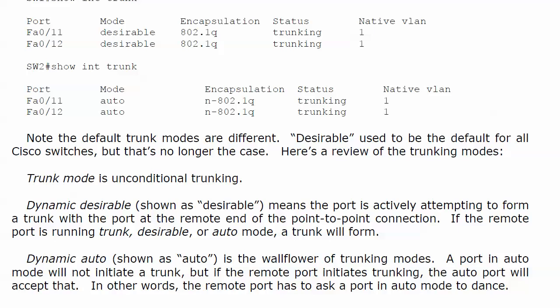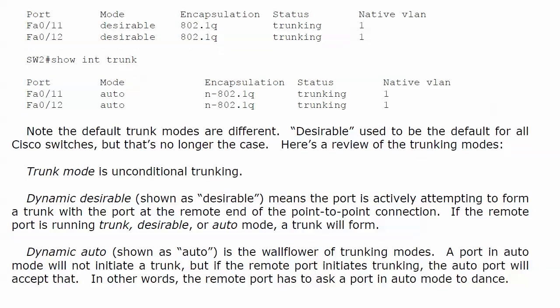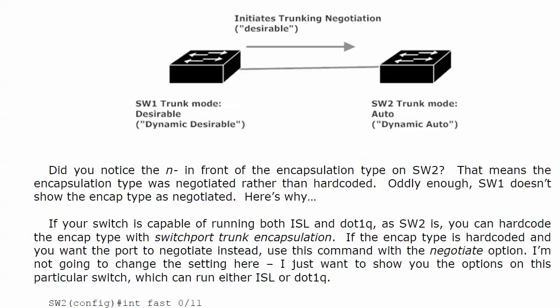It's kind of the wallflower of trunking modes in that a port in auto mode will not initiate trunking, but if the remote port initiates it, the auto port will say, okay. The remote port has to ask a port in auto mode to dance. That's really what happens there. Now, that N in front of the encapsulation on switch 2 means the encapsulation type was negotiated rather than hard-coded. Okay, that makes sense, but oddly enough, switch 1 didn't show the encap type as negotiated.